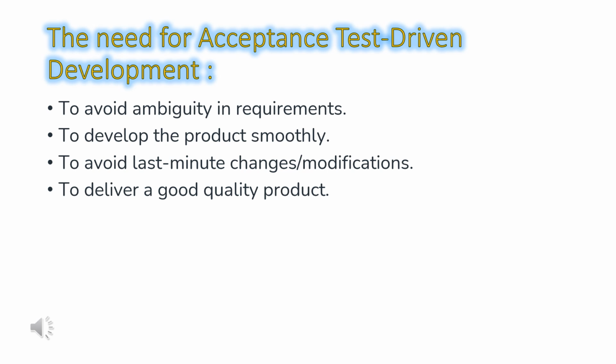If it is small, developers can easily do that, right? But if it is a big modification and the developer wrongly understood the requirements, what will happen? Last-minute changes and modifications will occur. So in order to avoid that, we need ATDD. And the fourth one is to deliver a good quality product.